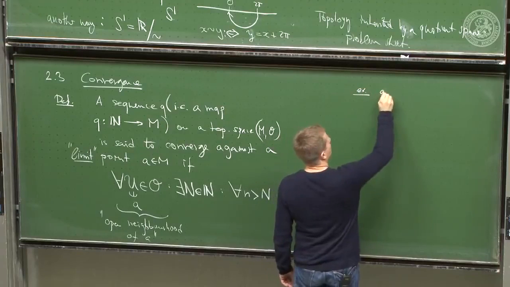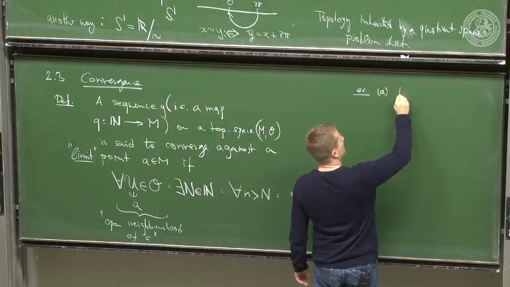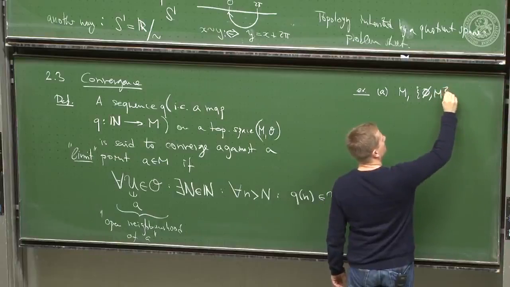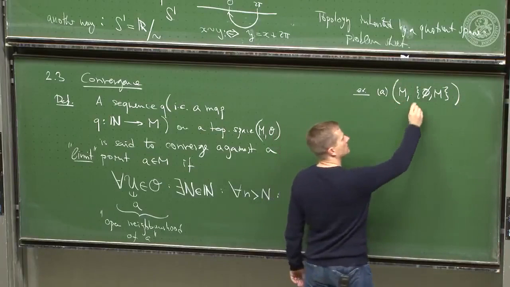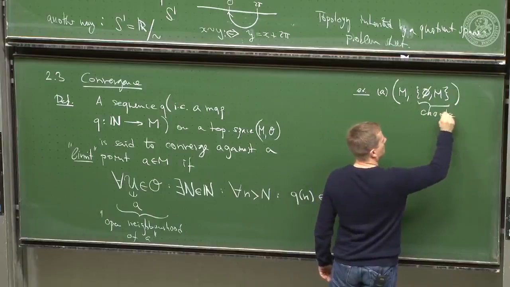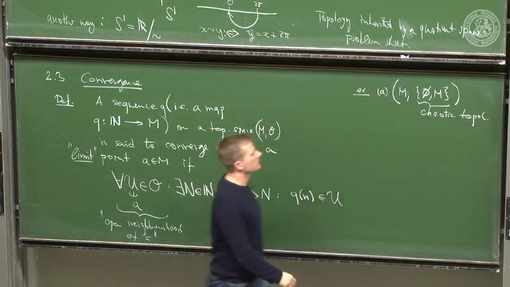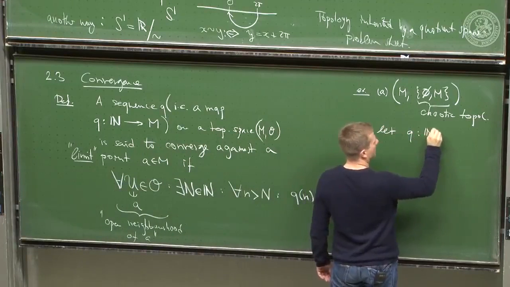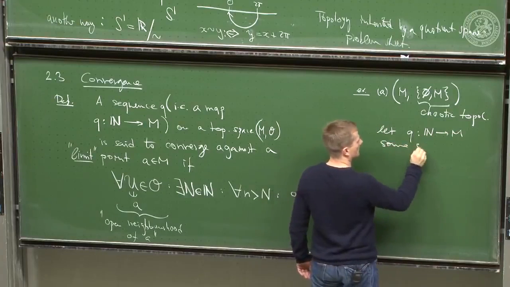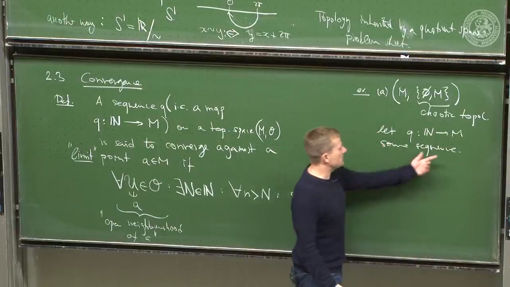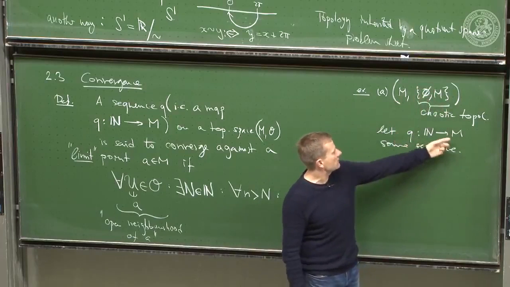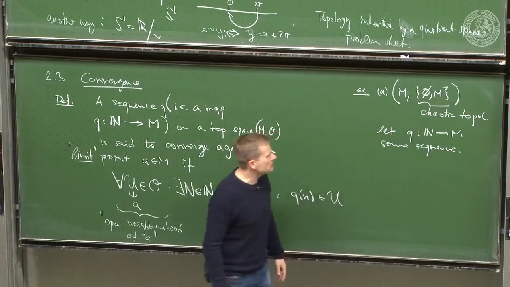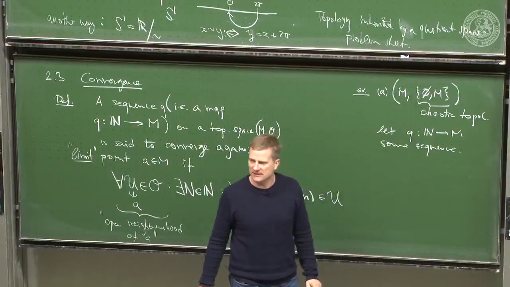Example. Let's choose a set M and equip it with the chaotic topology. You remember that was the chaotic topology. So far only a name. Now consider any sequence. Let Q from N to M be some sequence. So you see, being a sequence has nothing to do with the topology. It's just a matter of being this map into the set. But now if you have a topology, you can decide whether the sequence converges against some point.